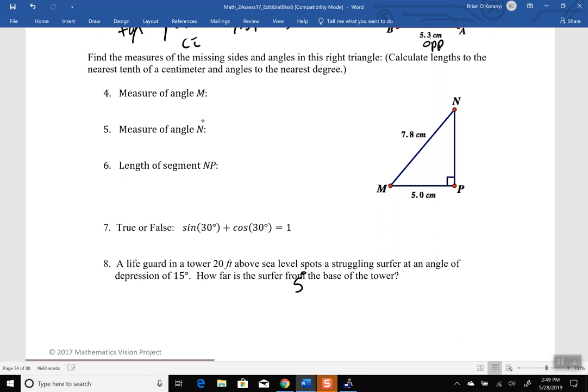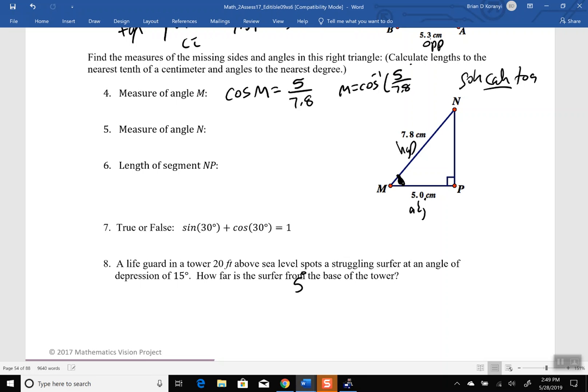And now find the measure of angle M. So for angle M, this is the hypotenuse, this is the adjacent. If I'm doing SOHCAHTOA, the one that relates the adjacent and the hypotenuse is cosine. So cosine of M is going to relate the adjacent side over the hypotenuse. And I would do the inverse cosine on both sides. So M would equal the inverse cosine of 5 over 7.8. Again, you can do that in the calculator.